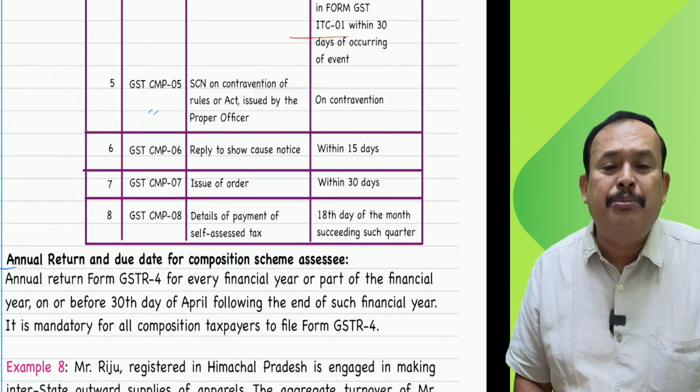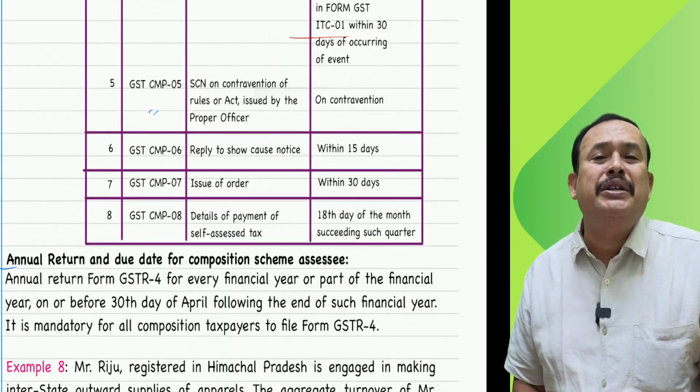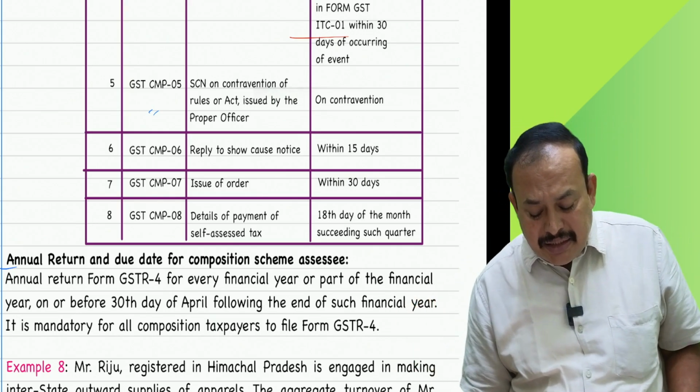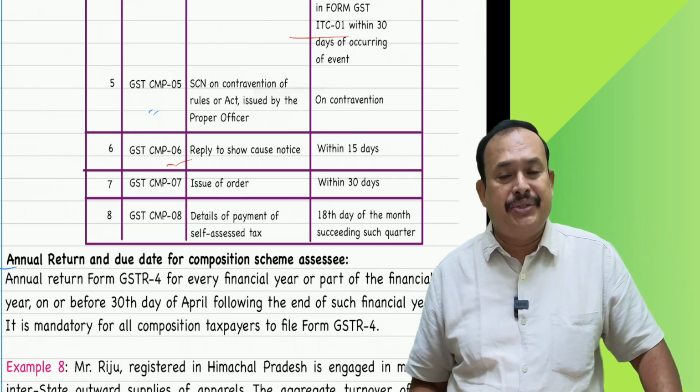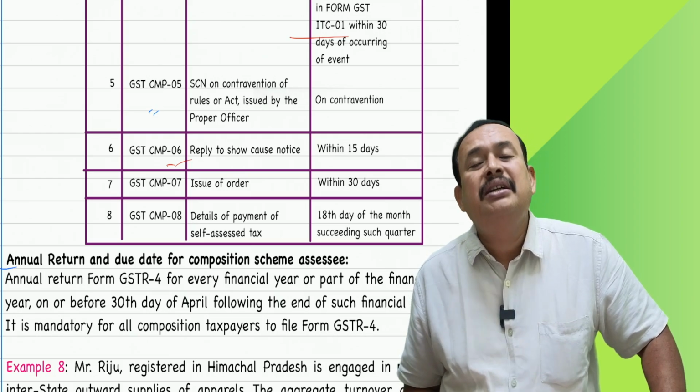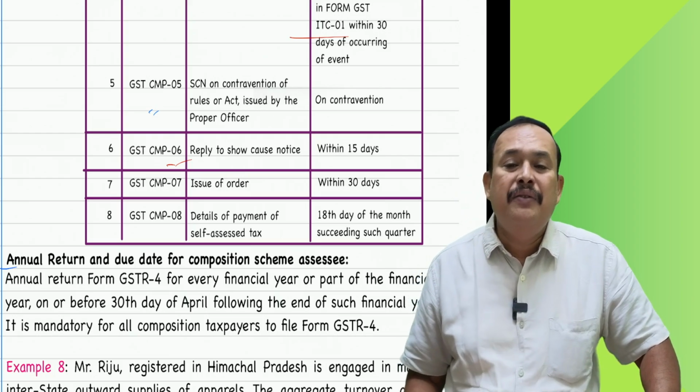Form GST CMP-05, a show cause notice. The department will issue it if they have any queries, and you have to reply within 15 days. Form GST CMP-06, CMP-05 is the show cause notice. CMP-06 is the reply to the show cause notice within 15 days.